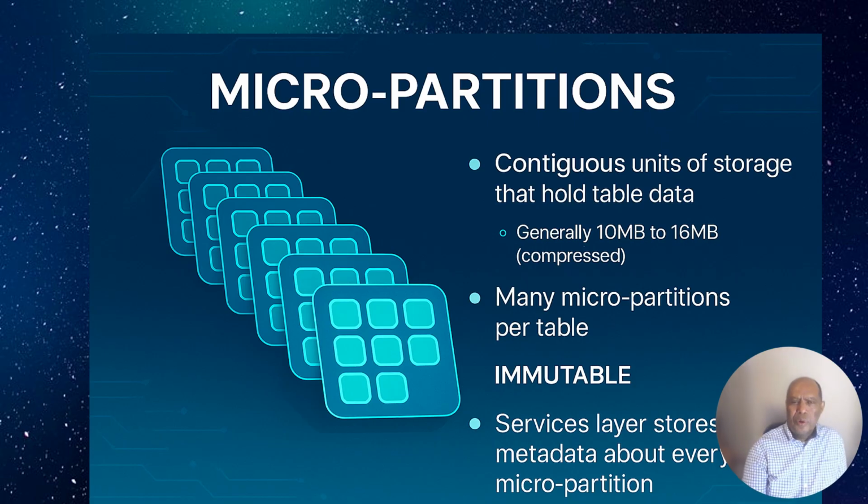Rich metadata for optimization. The service layer automatically stores rich metadata for every micro-partition. This includes min and max value for every column, distinct count estimates, and null count. This metadata makes micro-partition pruning possible. Snowflake can skip entire chunks of data during a query because it knows exactly where values fall.